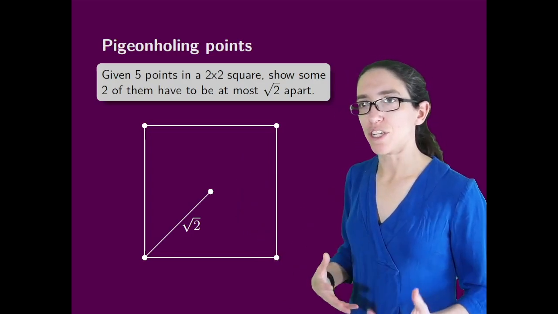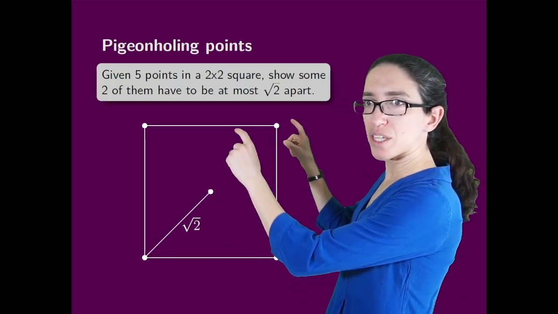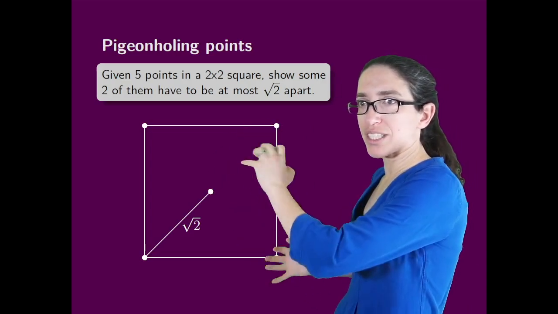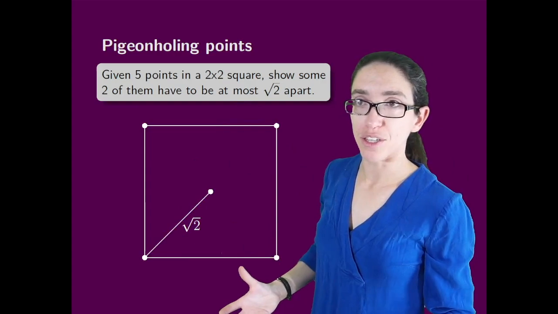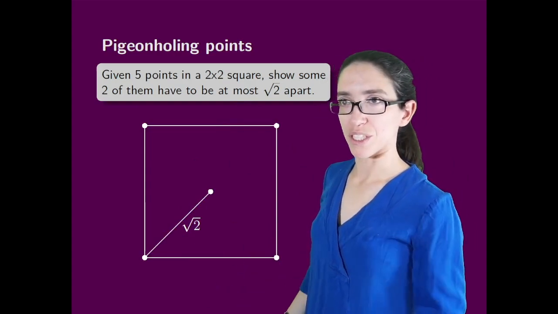And that's an intuitive argument, but it's not really rigorous. How do we know we can't sort of shuffle around these points a little bit in some weird pentagon way so that actually the distances are all greater than square root of 2? Well, here's where the pigeonhole principle comes in.